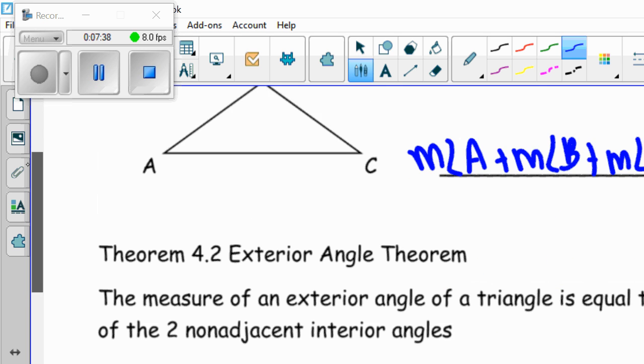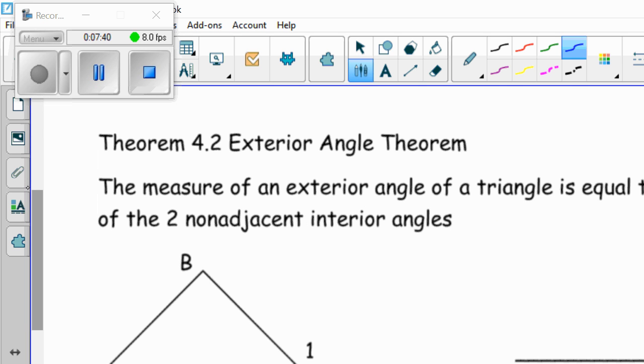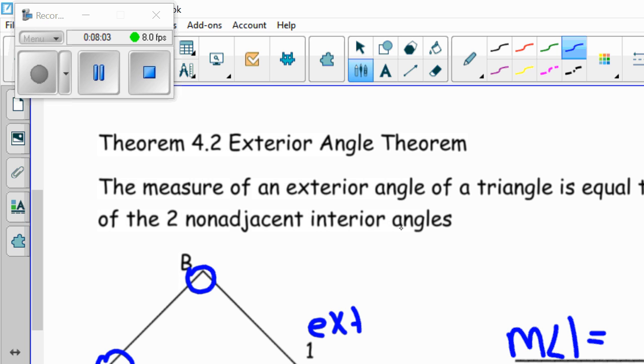Next, we have theorem 4.2, the exterior angle theorem. The measure of an exterior angle of a triangle is equal to the sum of the measures of the two non-adjacent interior angles. Remember, non-adjacent means does not touch. Okay, so here my exterior angle is angle 1. My non-adjacent angles are A and B. So I would say that the measure of angle 1 is equal to the measure of angle A plus the measure of angle B.